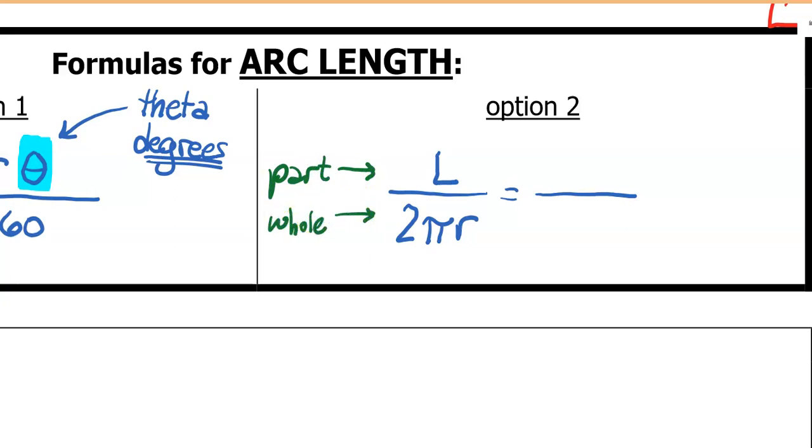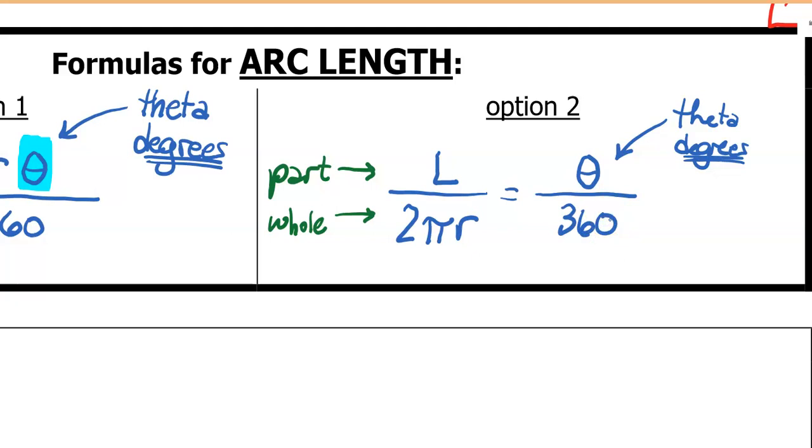And then on the right-hand side, I'm going to think about angles. So theta, again, just something measured in degrees, either an angle measured in degrees or the measure of an arc in degrees. That's the part that I have out of 360 because that's the total degrees for the entire circle.